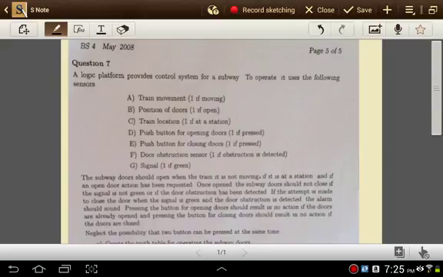Okay, so this question is a logic platform provides control system for a subway. I'm sure you've read through the question before, so I'll just get right to it. First of all, we can see right here it says to operate it uses the following sensors. So whenever I see the word sensor, I think of an input to the system. Makes sense, because it's reading off of something, so that's an input.